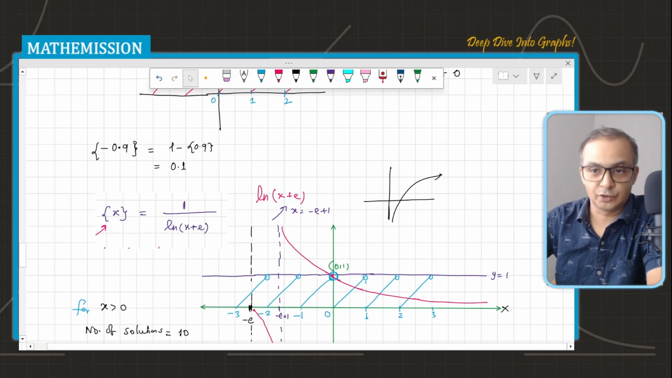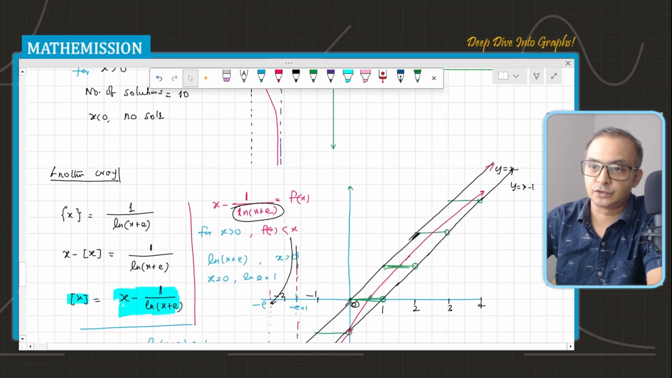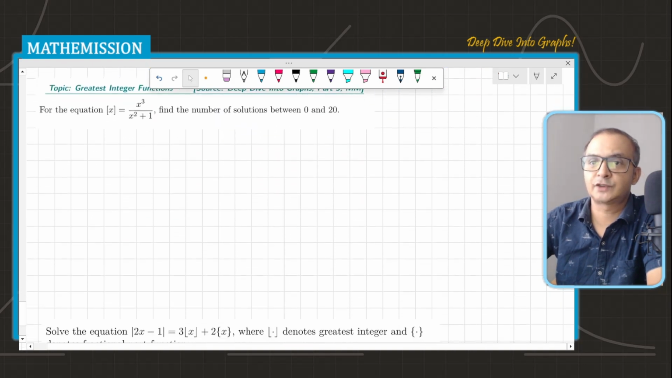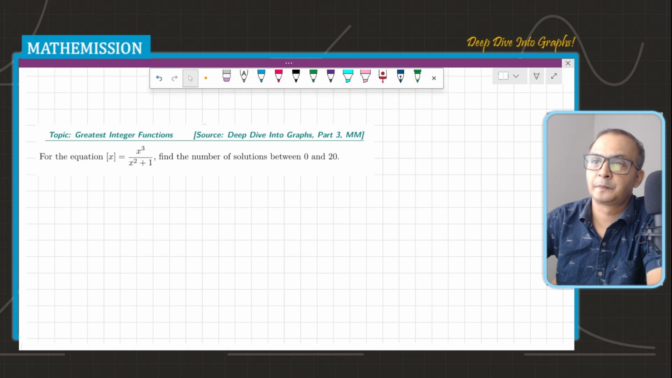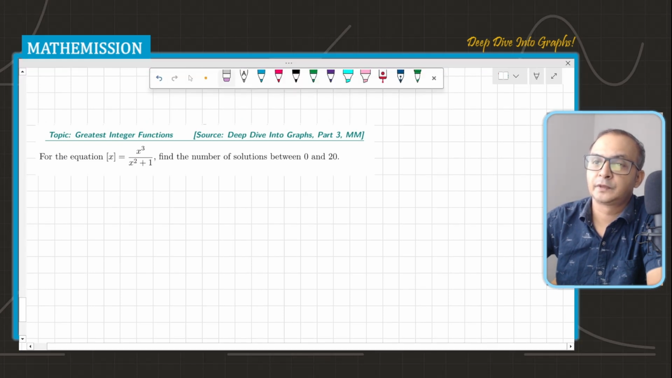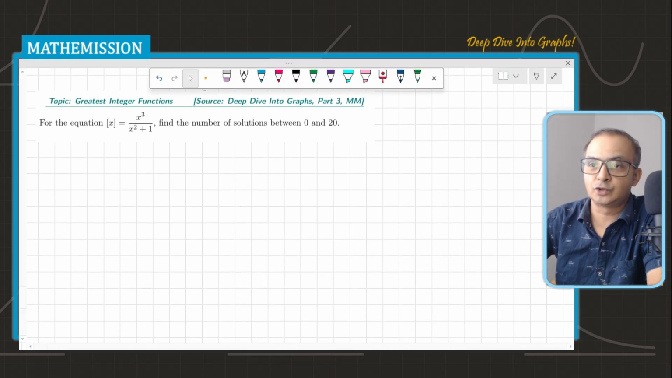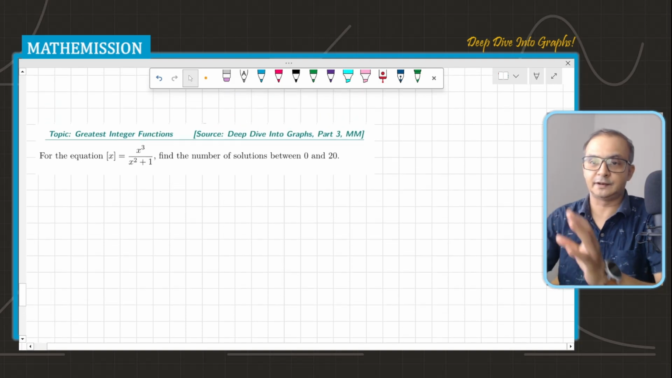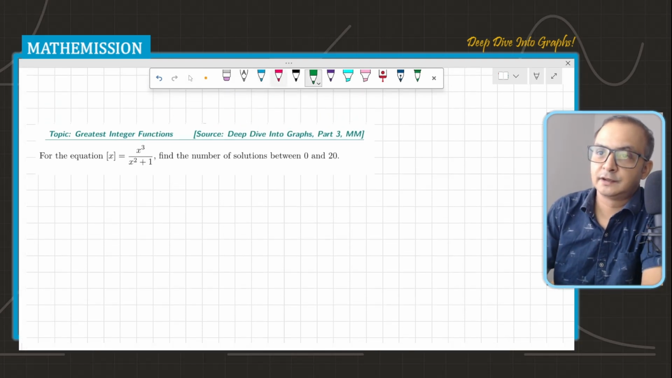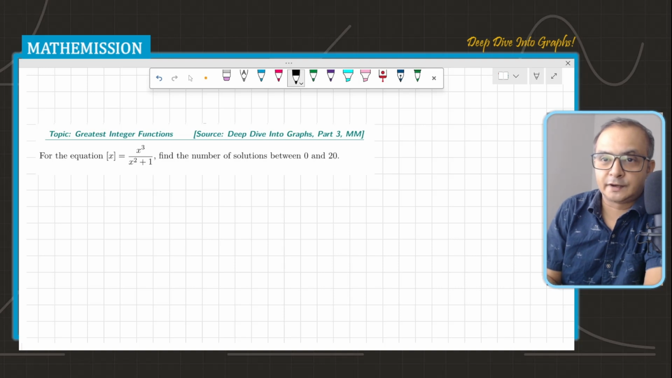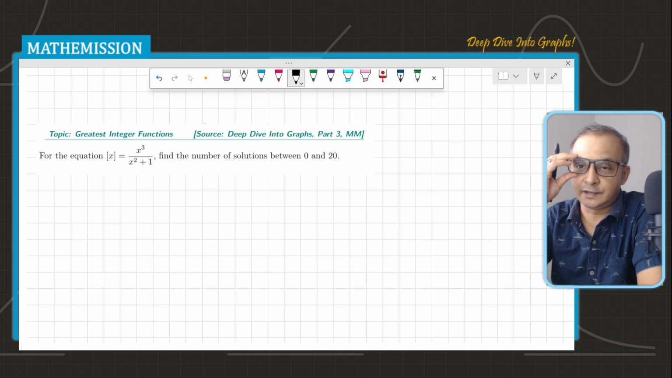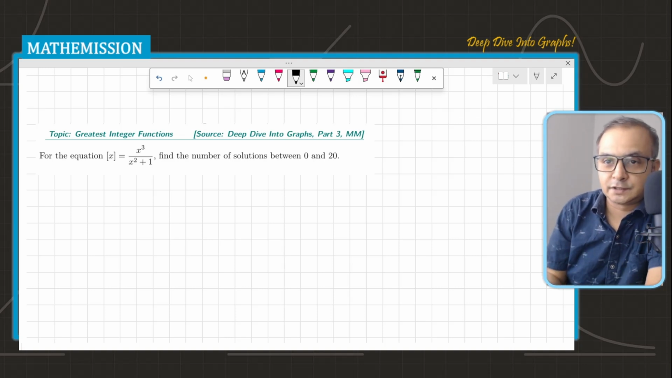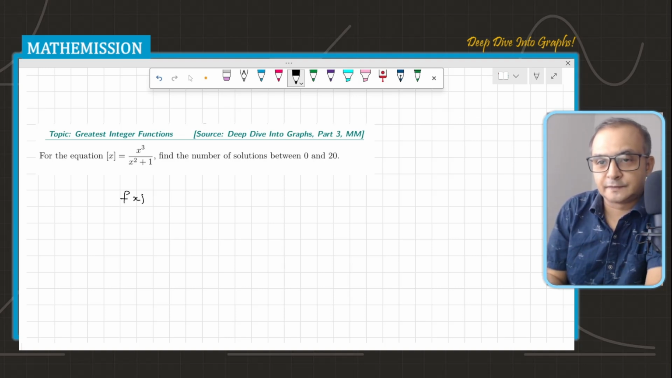In the worst scenario, you can draw the graph and you can also solve it. Let's try to solve this question now. A similar one, and I hope you are understanding how to draw the graph schematically without using calculus and everything. So I have the greatest integer again here, and we need to find the number of solutions between 0 and 20. So let's first call this function f(x) as x cubed by x squared plus 1.